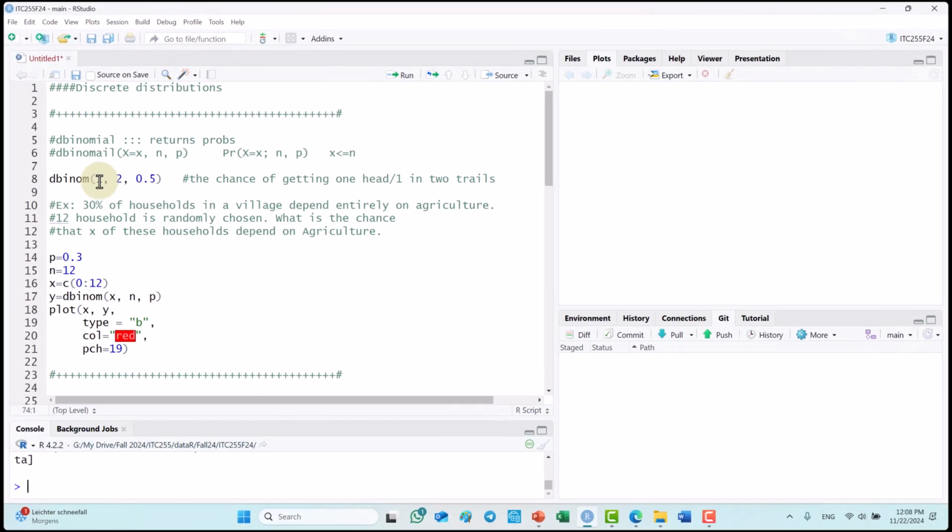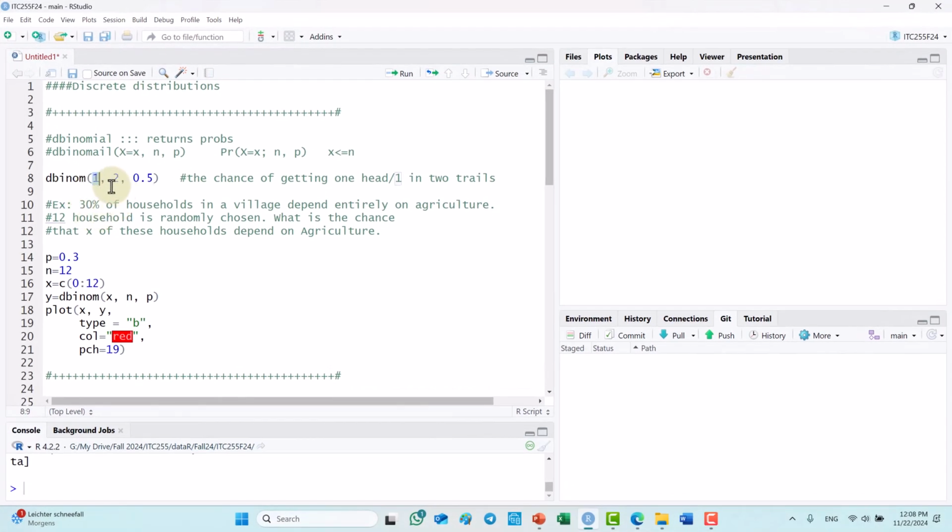The binomial with one success out of two trials, with the probability of success being 0.5, gives us the probability of getting one success in two tries where the probability of success is 0.5, which is 0.5, and that's very obvious. In the next example, 30% of households in a village depend entirely on agriculture.